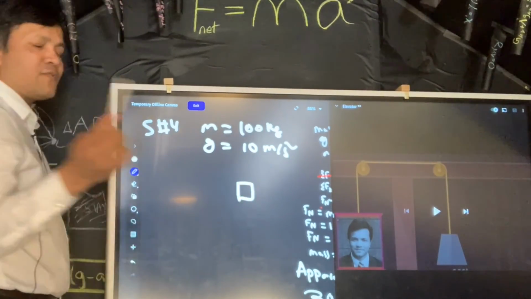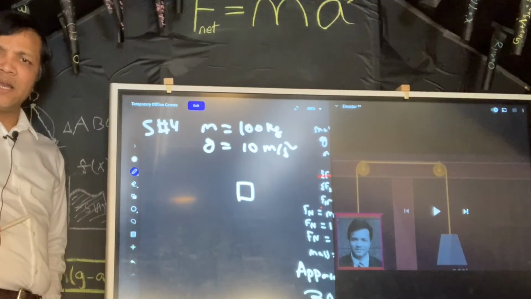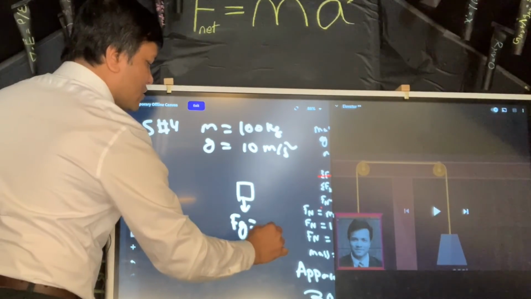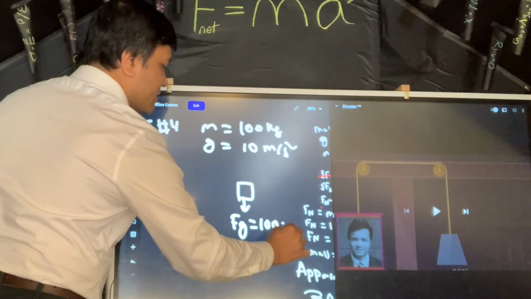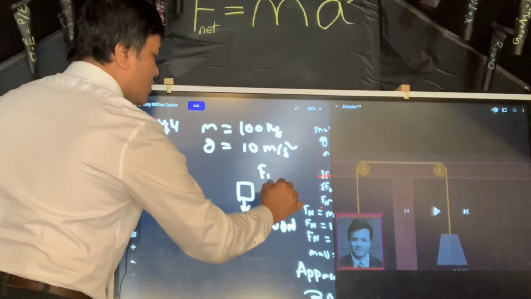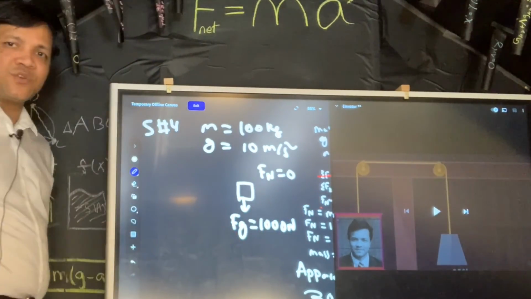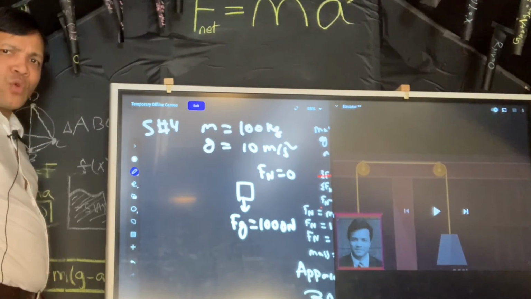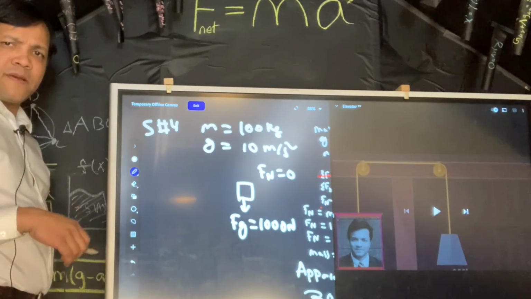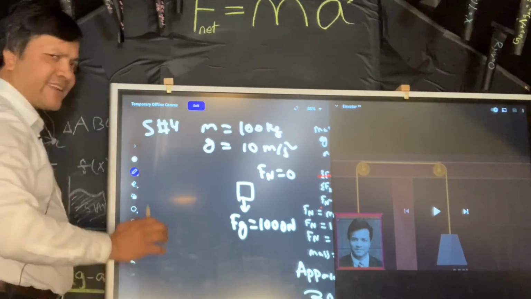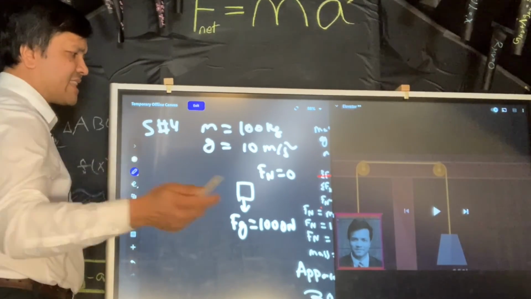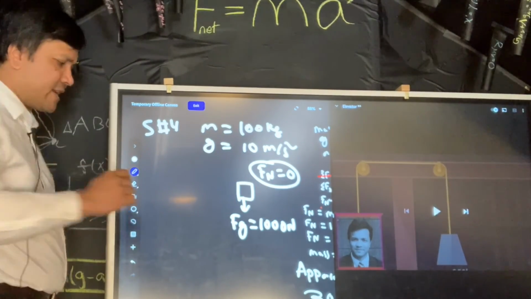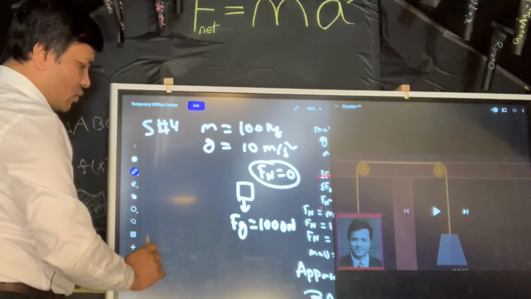To find the normal force, let's draw the free body diagram. The weight force is still the same: Fg is equal to 1000 Newton. The normal force is 0. Why is the normal force 0? Because you are in free fall. So what would the scale be reading? The scale would be reading nothing, because the scale always reads the normal force, so the scale will read 0.